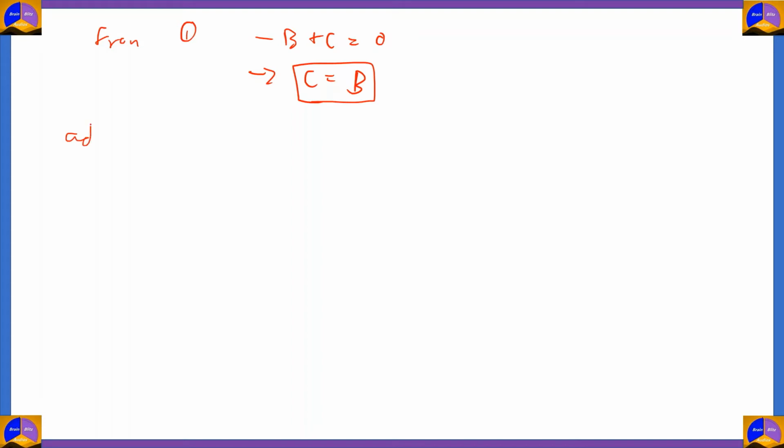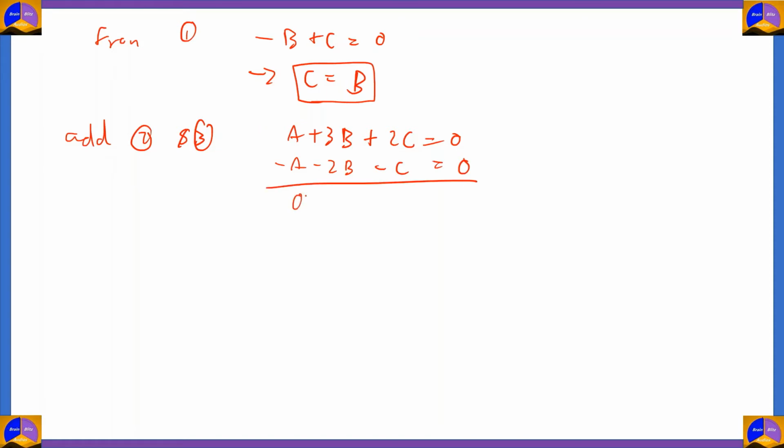The next thing that we do is we add equations 2 and 3. So a plus 3b plus 2c equal to 0, and minus a minus 2b minus c is equal to 0. So a minus a is 0. 3 minus 2 is 1, so that's b. And 2 minus 1 is again 1, so plus c. So b plus c is equal to 1. And since b is equal to c, we can replace c with b. So b plus b equals 1. So that means 2b equals 1, which leads us to b equals 1 by 2.